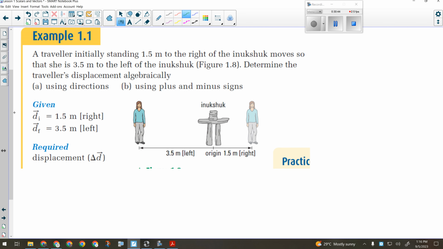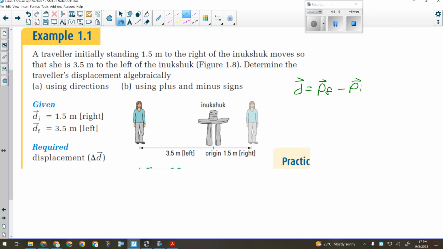Okay, so let's look at a simple example here. Let's say we have a person who is standing 1.5 meters to the right of this Inukshuk, and then they move so that they are 3.5 meters to the left of the Inukshuk. I want to determine their displacement. Last year in Science 10, we learned that displacement is calculated by taking your final position and subtracting your initial position. Now just looking at that, what do you suppose their displacement is?